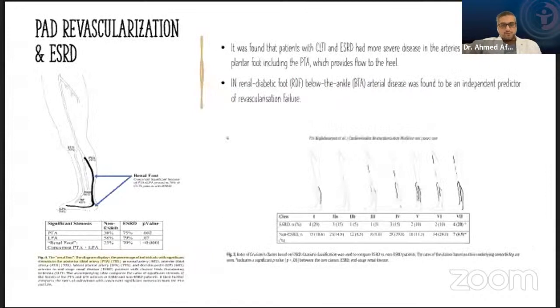With a very low revascularization rate. These slides will show you some of the classification and indicate that the below-ankle arch indicates the failure of revascularization if not revascularized.